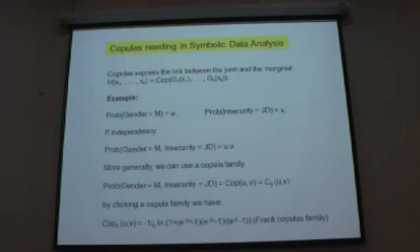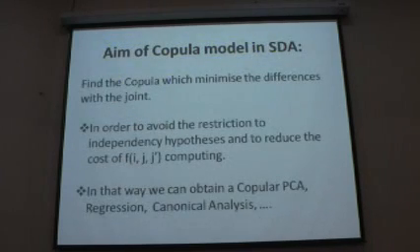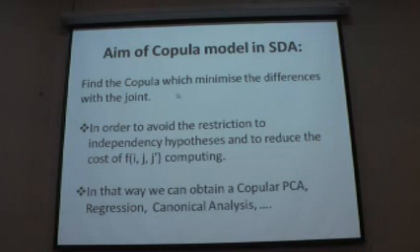Now, how can you know if this is a good copula for what you want to do? How can you measure the quality of the model in that case? Find the copula which minimizes the difference with the joint. If the difference between what you give and the real joint is low, you have a good model. You just have to calculate that.